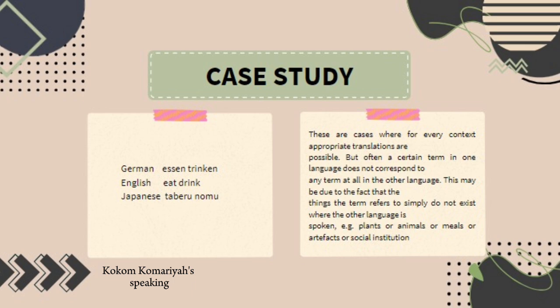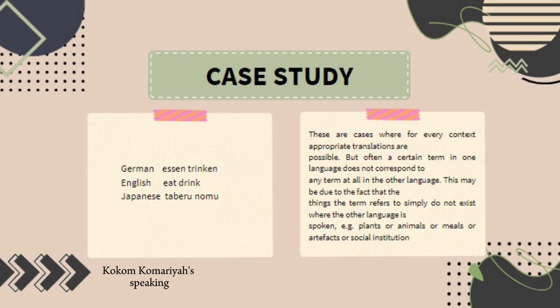Example of cases in several languages, for example, when referring to food and drink. In German, we call food Essen, and drinking trinken. But in English, as we know, it is called eat and drink. In Japanese, it is called taberu and nomu. These are cases where for every context appropriate translations are possible, but often a certain term in one language does not correspond to any term at all in the other language.